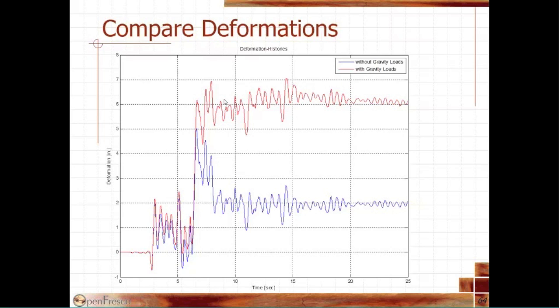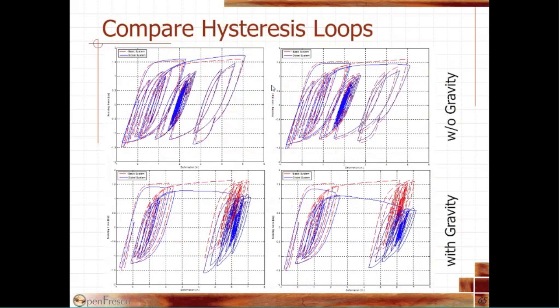If we look at hysteresis loops, the top two figures are the hysteresis loops without the gravity loads. So the left would be the left column, right the right column. At the bottom we have the hysteresis loops with the gravity loads. Again, left would be the left column, and right would be the right column.